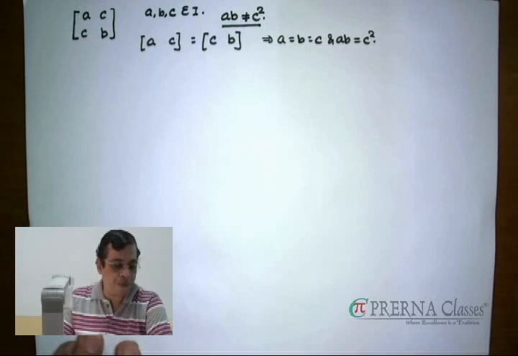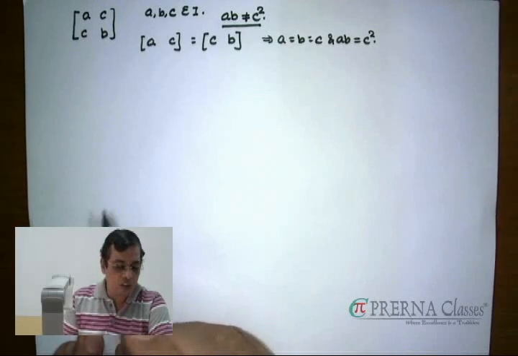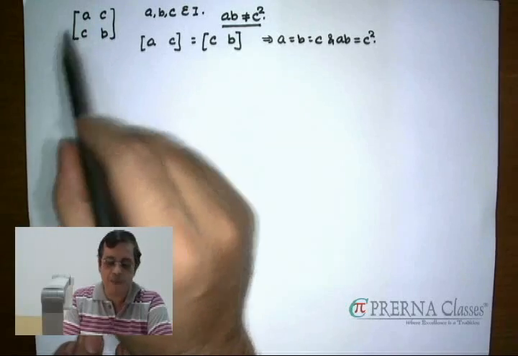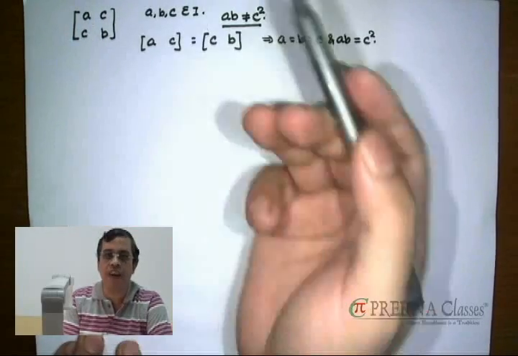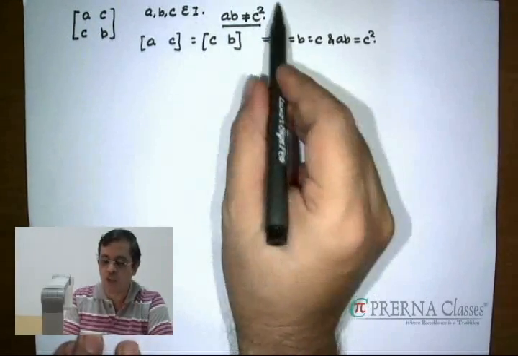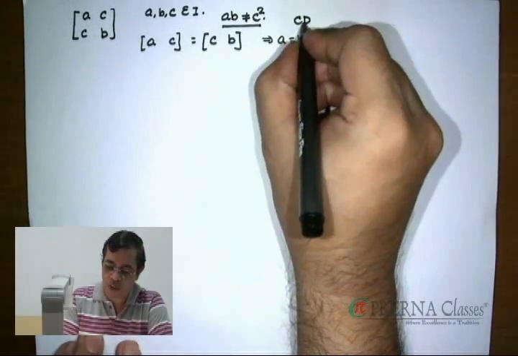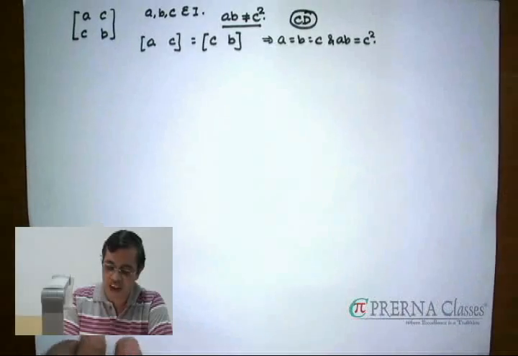The fourth option dealt with a situation wherein the product of these two entries, that is AB, is not the square of an integer. Clearly, if it's not the square of an integer, it can't be equal to C square. Therefore, the correct answer for this is going to be options C and D.